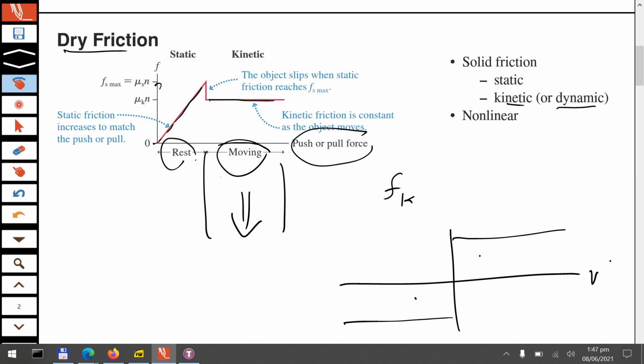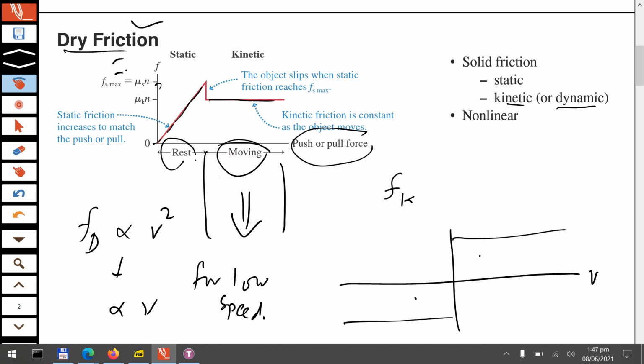But this is very much different from what we saw in the other slide, where the drag force was proportional either to the square of the speed in general, and in the special case it was proportional to the speed, especially for low speeds. Dry friction remains constant with speed, and this variation is only a consequence of the sign, which means that it only opposes the velocity.